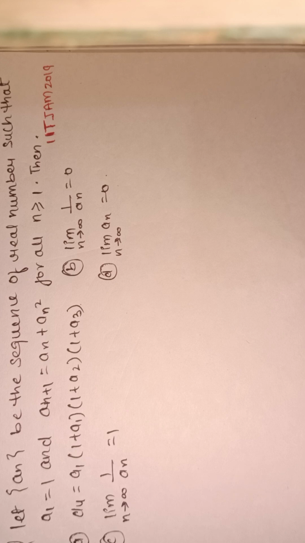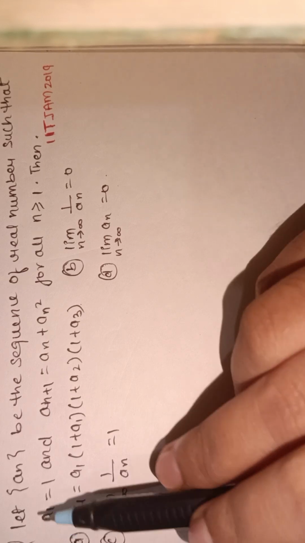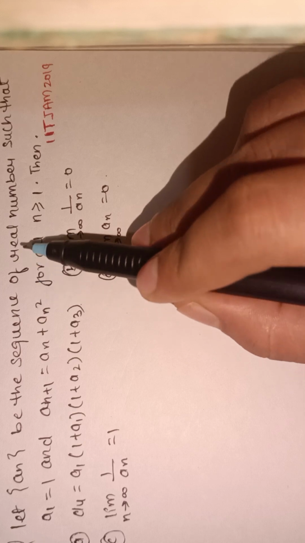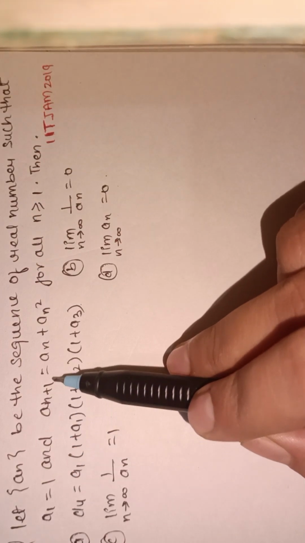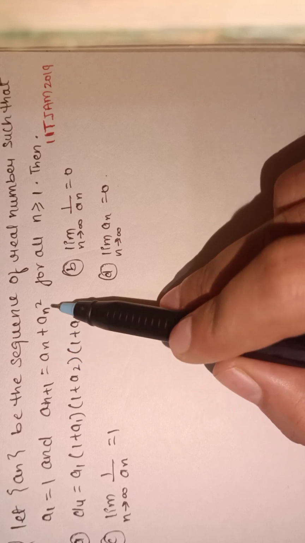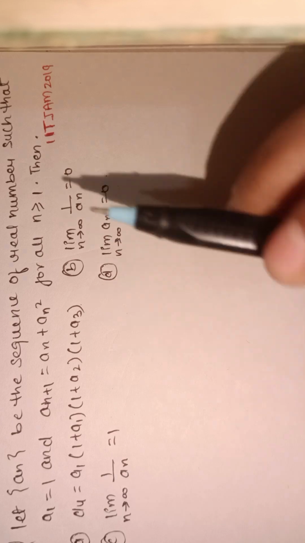In this video lecture, I am going to discuss the next PYQ of real analysis asked in IIT JAM 2019. So our question is: let a_n be a sequence of real numbers such that a1 is equal to 1 and a_(n+1) is equal to a_n plus a_n square for all n greater than or equal to 1. Then which of the following are correct?